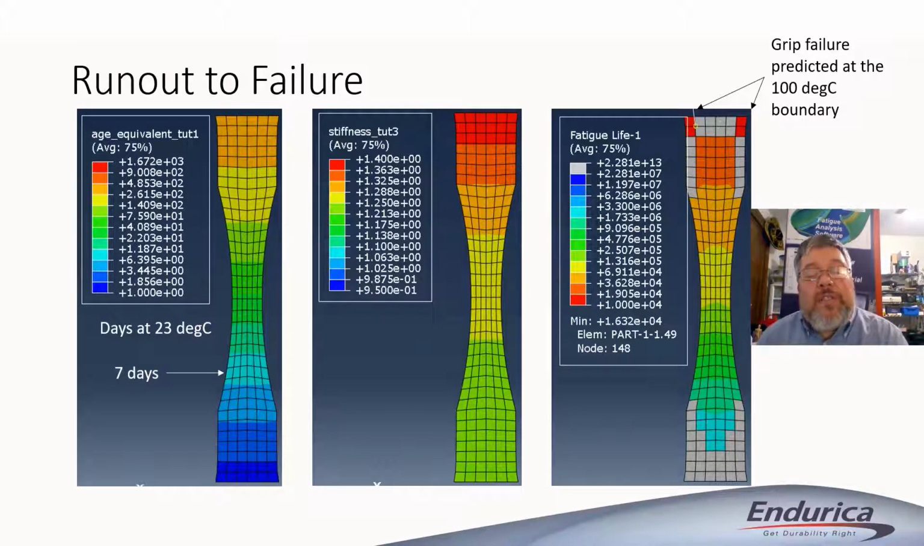Then if we look at the stiffness of the part, this was a simulation where we coupled with Abaqus and updated the stiffness of the part. You can see that the top of the specimen has indeed become stiffer by about 40%. Red is a 40% increase of stiffness. Finally, if we look at the fatigue life distribution in the part, with this aging under a temperature gradient, the degradation of the crack growth properties along with the increase of stiffness near the grip means that we're going to see a grip failure. We're predicting a grip failure here at the edges of the specimen where we were holding it at 100 degrees Celsius.